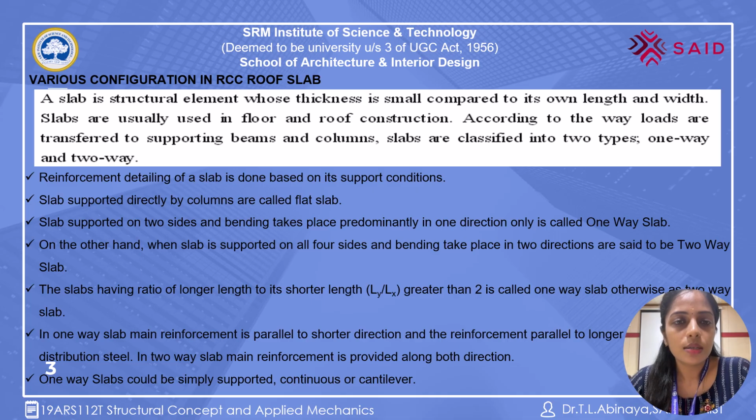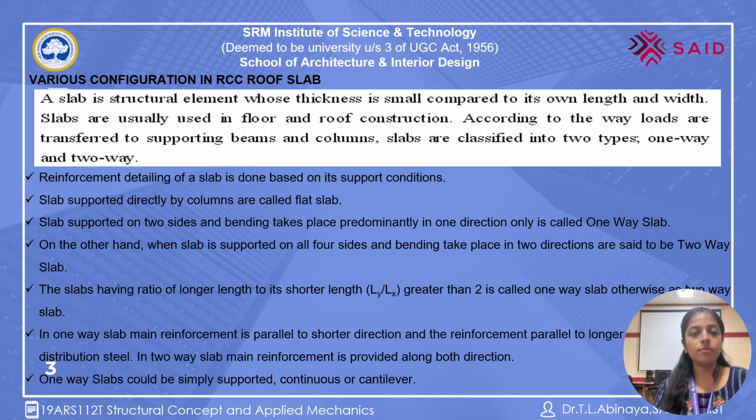Moving to slab. A slab is mainly made up of RCC, that is reinforced cement concrete. There are various configurations in RCC roof slab. A slab is a structural element whose thickness is small compared to its width and length. Slabs are usually used in floor and roof construction, according to the way the loads are transferred to the supports, beam and column. Slabs are classified into two types, that is one-way slab and two-way slab.